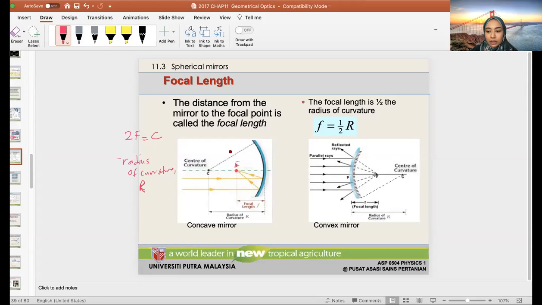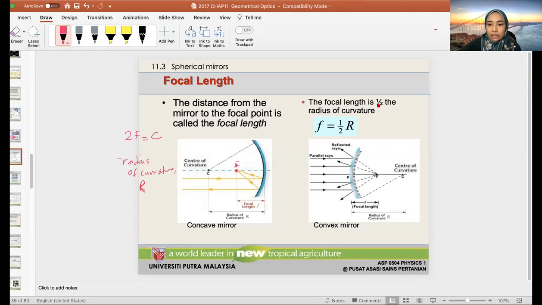If they label it as R or as C, it just means the same thing, which is twice the length of your focal length. Usually the focal length will be given, unless they ask you to find the focal length. It depends on what type of mirror you use. Each type of mirror, they will specify the focal length.